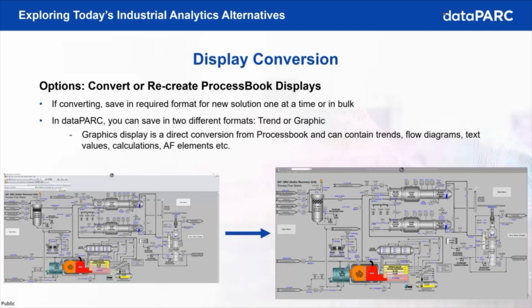Once you have that in our new format, we're able to run it through our converter and then save it as either a graphic like you just saw, or if it's simply just trends, we can save it as a trend display. Our graphic conversion is a direct conversion from ProcessBook. It's able to take embedded objects like trends, flow diagrams, calculations, and then show those within the graphic itself. And at the bottom, you'll see an example of one that we've done in a recent conversion.